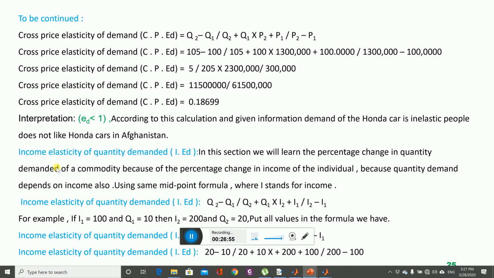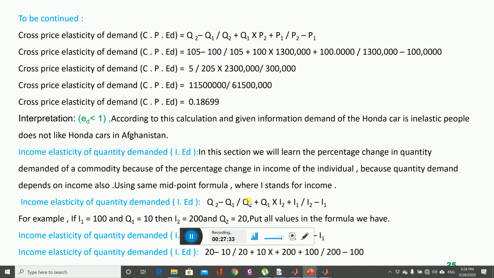The next one is income elasticity of quantity demanded. Income elasticity of quantity demand: I for income, ED for elasticity of demand. In this section, we will learn the percentage change in quantity demanded of a particular commodity because of the percentage change in income of the individual. Because quantity demand depends on income also, using the same midpoint formula where I stands for income. Income elasticity of quantity demanded, IED. Again I am repeating, I for income, ED for the elasticity of demand.